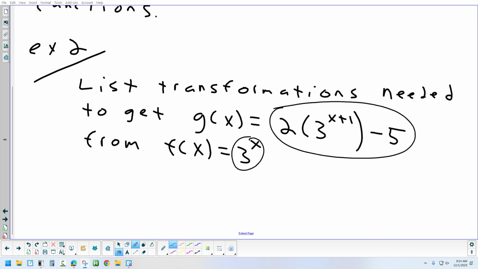We had 3 transformations. Can anybody tell me what the first transformation was here? Horizontal shift left. Yeah, we got that +1, so we'll just say horizontal shift. You do have to say how much. Horizontal shift left 1. Okay, what number are we going to focus on for the second transformation? Vertical stretch by 2. Yep, we're looking at the 2, and that's not backwards. So we just say vertical stretch by factor of 2.